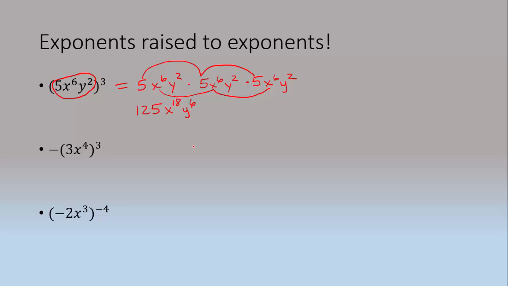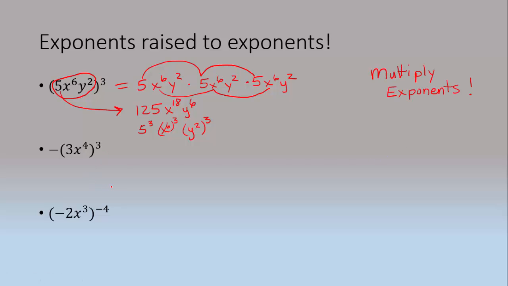Pretty simple, but let's look back at the original problem and see if we can come up with a law for this. So 5 to the 3rd power is 125. That's pretty straightforward, right? Then we have x to the 6th to the 3rd, and that made x to the 18th. Looks like we multiplied. Let's look at the y's. We had y squared and we raised it to the 3rd power. Again, multiplication works to produce the right result. So the law for raising an exponent to an exponent is to multiply the exponents.